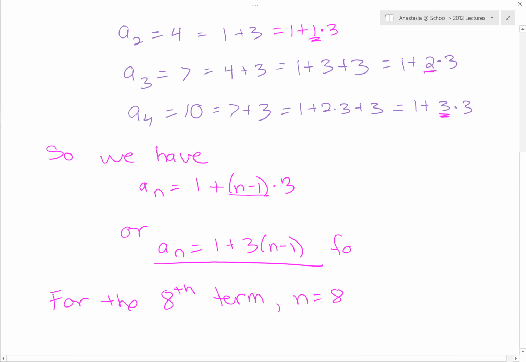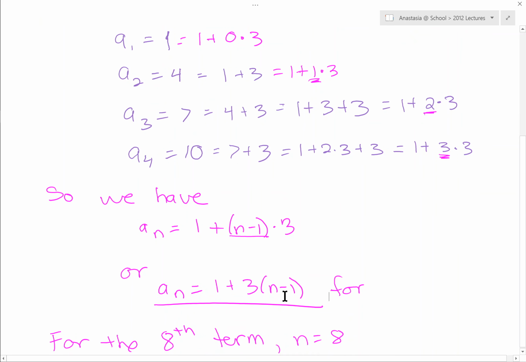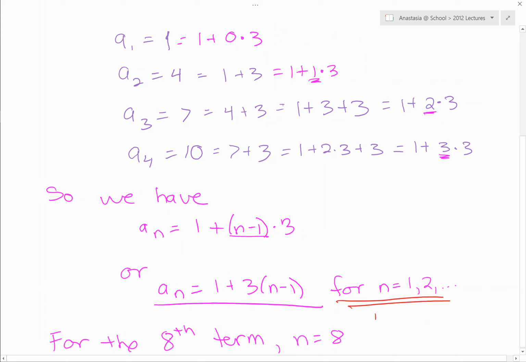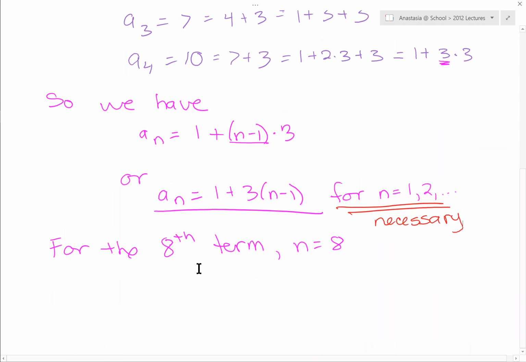And I'm sorry, I forgot to write something here with our explicit formula. We need to know a place to start, what n value we started at. When I was writing out these terms, I chose to start at a sub 1, so that means n starts at 1. So here we need to say this formula is true for n equals 1, 2, and so on. For full credit, you do need to have where n starts. If you don't have a place to start for n, then you don't really know what the terms of your sequence are. So anyways, back to what we were saying with the 8th term.